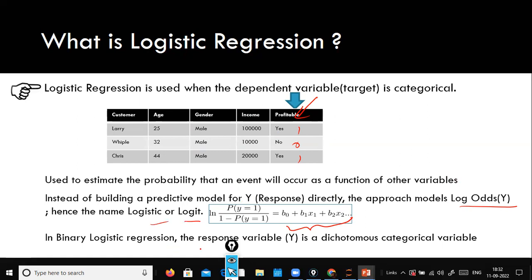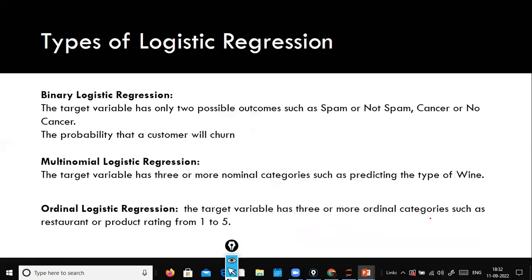In binary logistic regression, the response variable y is dichotomous categorical. Dichotomous is nothing but binary, either yes or no. There are three types of logistic regression. One is binary, and another one is multinomial logistic regression. In the case of multinomial, as the name suggests, it will have three or more nominal categories.